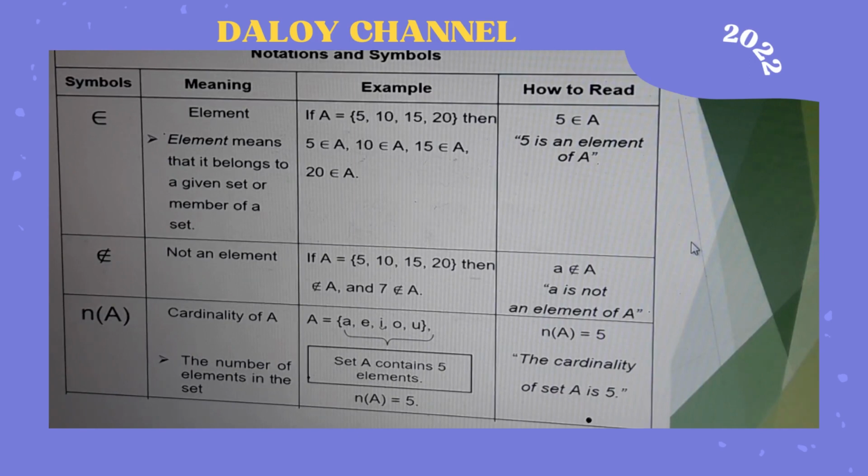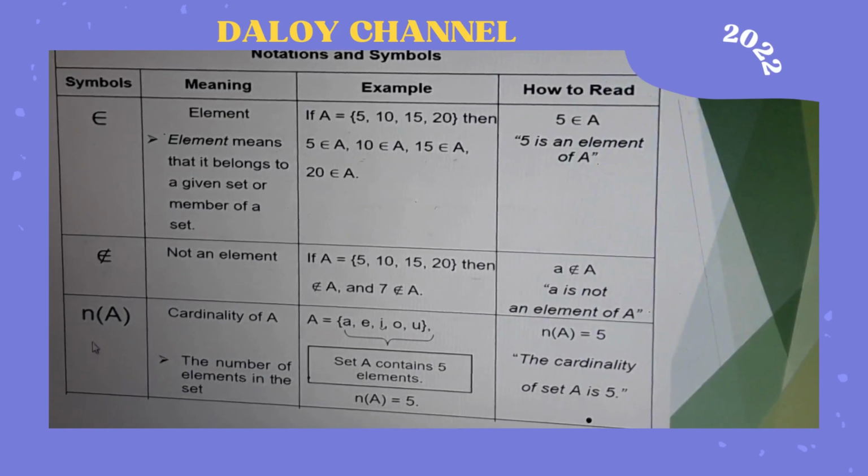Another symbol, ∉, means it's not an element of. For example, if A is composed of 5, 10, 15, 20, then 7 is not an element of A. It's not included in the set, in the roster. Another example: the letter A is not an element of set A.